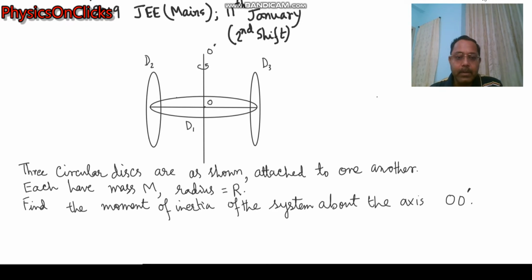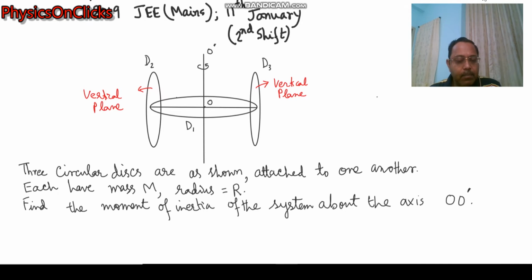Just observe the disc D1 is horizontal and at the two ends, the two discs D2 and D3, which are in the vertical plane, are attached tangentially to the base disk D1. Is it not? So just observe this D3 is in the vertical plane and this disk D2 is in the vertical plane and this D1 is in the horizontal plane.